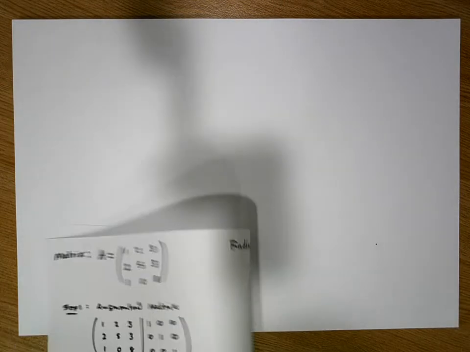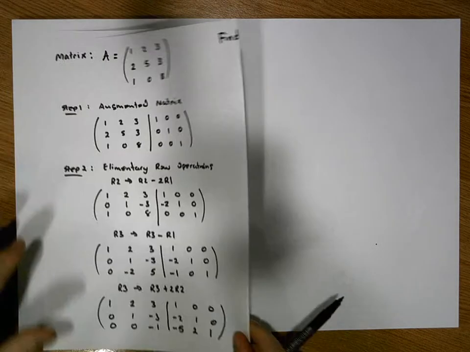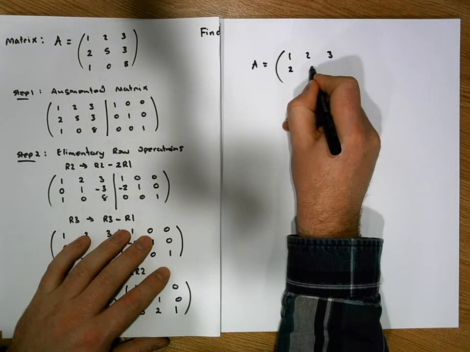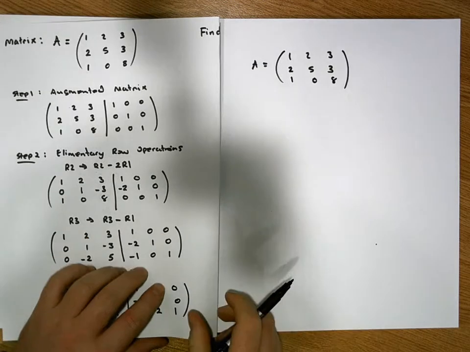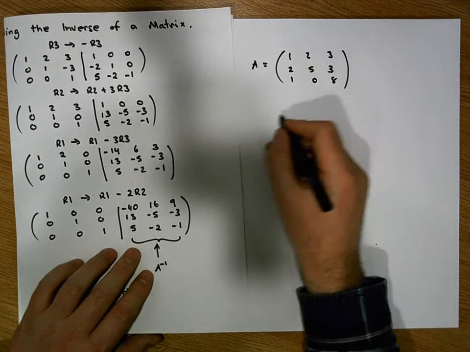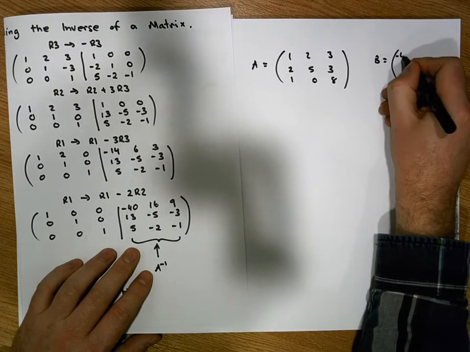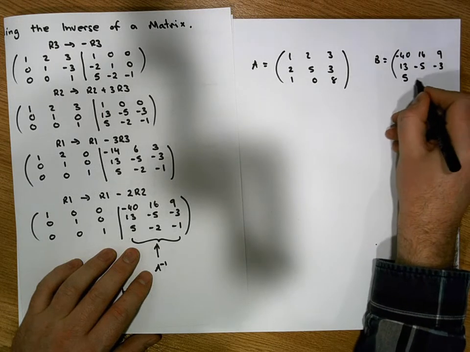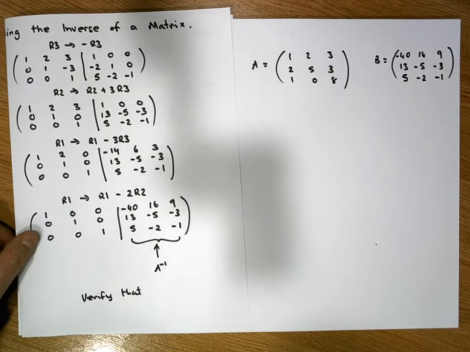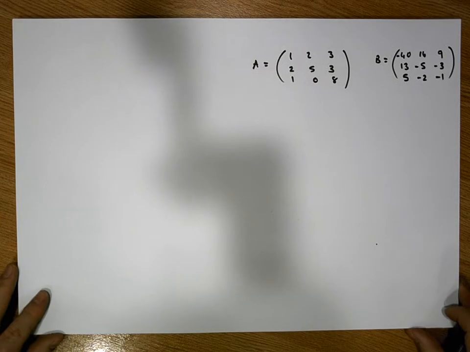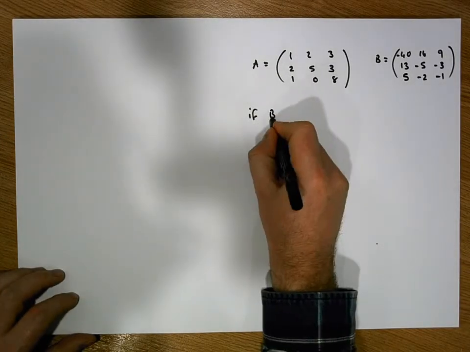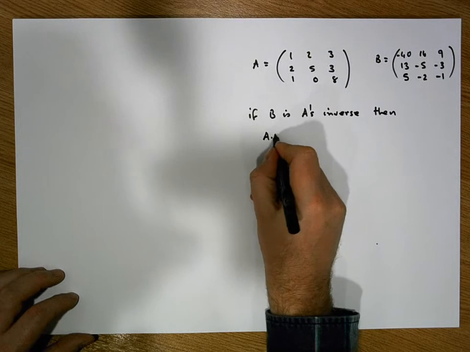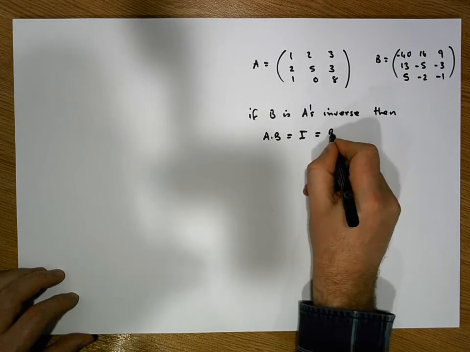Okay, so our original matrix A is 1, 2, 3, 2, 5, 3, 1, 0, 8. And our reduced matrix, let's call this B, is minus 40, 16, 9, 13, minus 5, minus 3, 5, minus 2, minus 1. And the question we're being asked is, is this matrix B the inverse of this matrix? Well, if B is A's inverse, then A times B should be equal to the identity matrix, or B times A should be equal to the identity matrix.